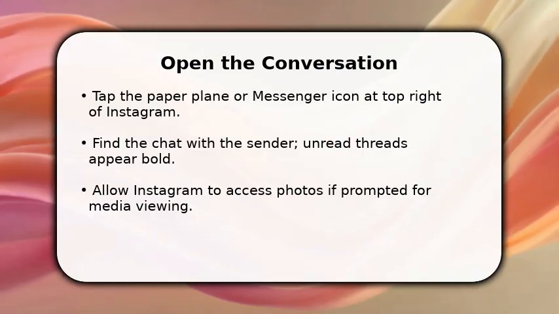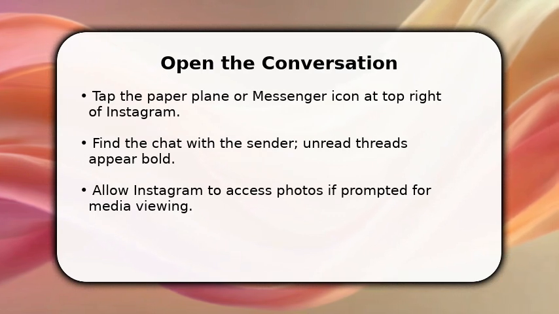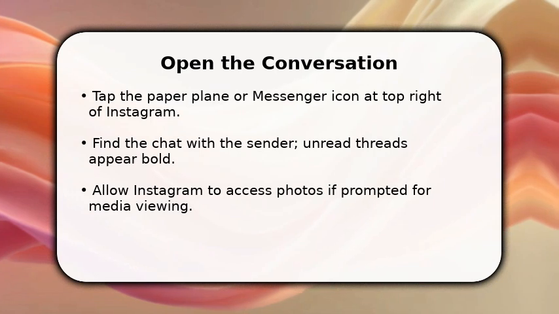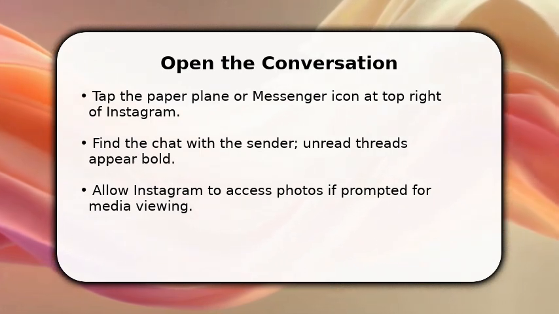You open Instagram and tap the paper plane or messenger icon to reach direct messages. Once done, locate the conversation where the sender shared a photo. Unread threads show bold text.